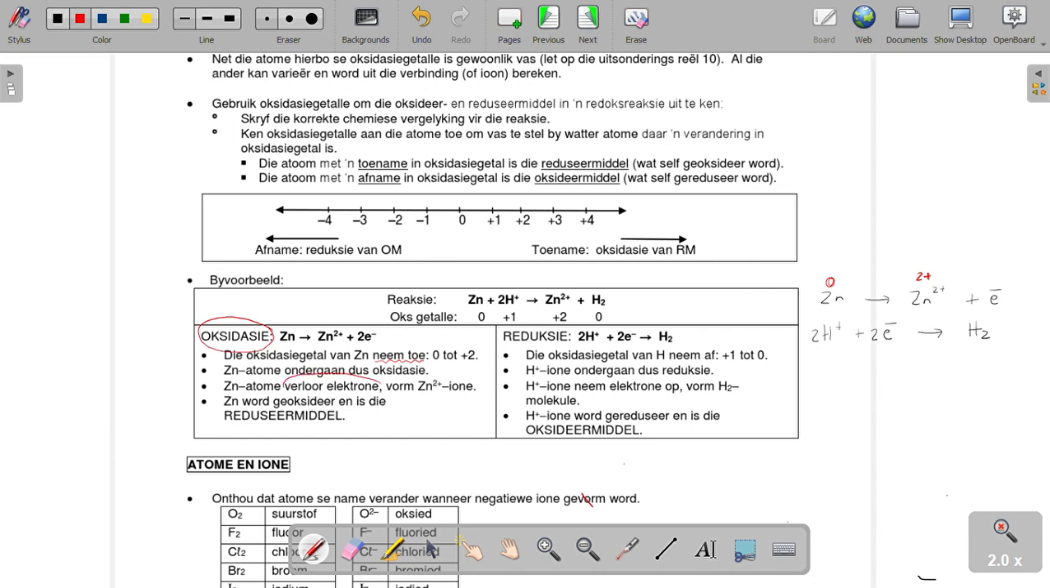So that's oxidation because he loses electrons. And in this case, it goes from plus 1 to 0 in its element form.